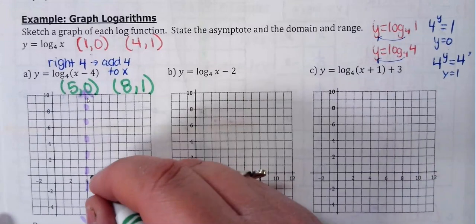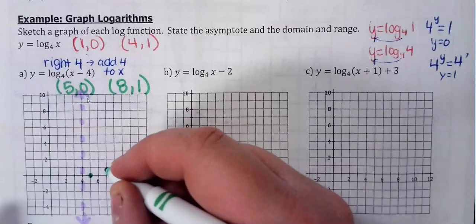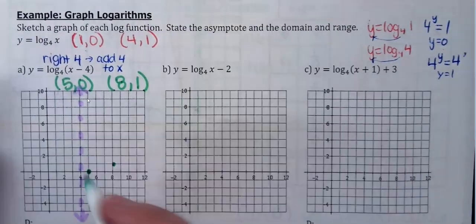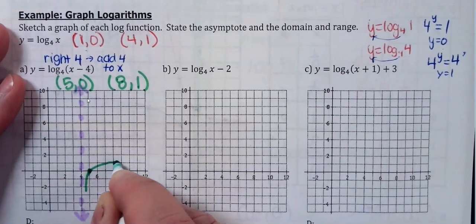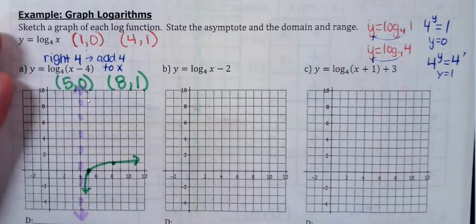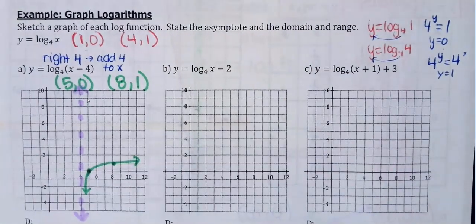So 5, 0 would be right here, 8, 1 right here, and then we're just going to sketch that general shape that you've seen in all these graphs today. Just get close to that asymptote, but don't touch it, don't go over it. I'll just look for those 2 points that you would have shifted.